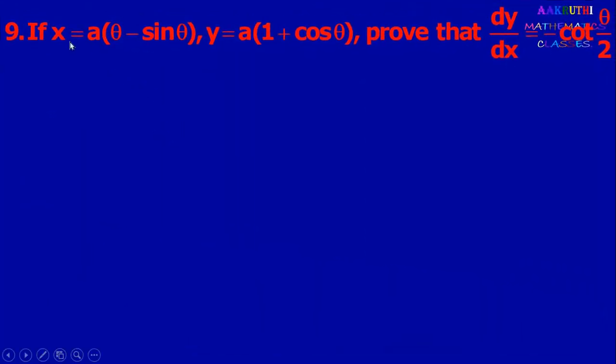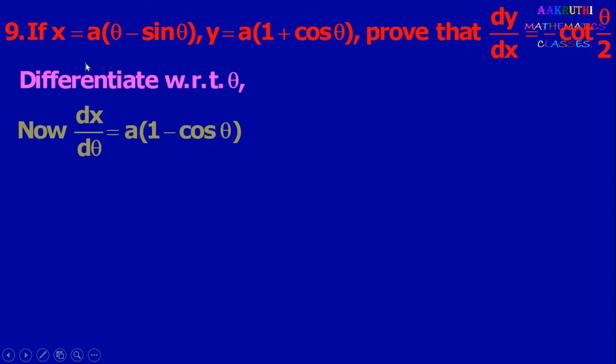So next question, if x equal to a into theta minus sin theta, y equal to a into 1 plus cos theta, prove that dy by dx equal to minus cot theta by 2. You have to prove dy by dx equal to minus cot theta by 2. Now here x and y are expressed in terms of theta, so theta is the parameter. So you have to differentiate with respect to theta. First find dx by d theta. A is constant, theta differentiation is 1 and sin theta differentiation is cos theta. So dx by d theta is a into 1 minus cos theta.